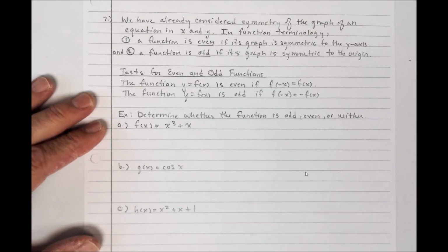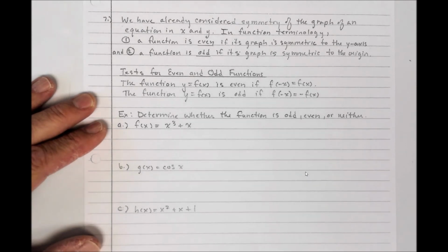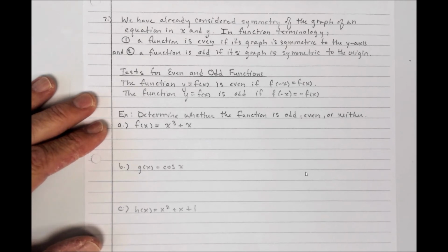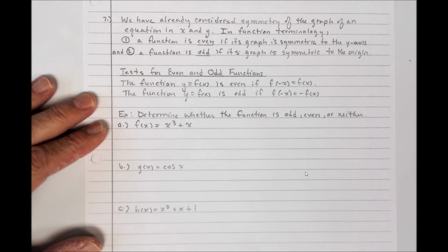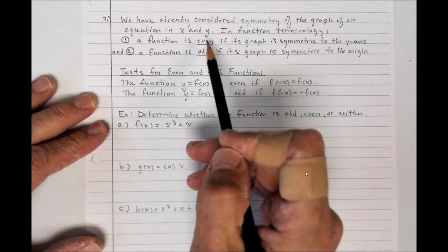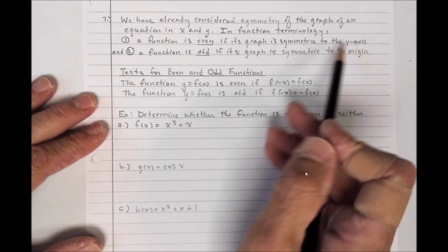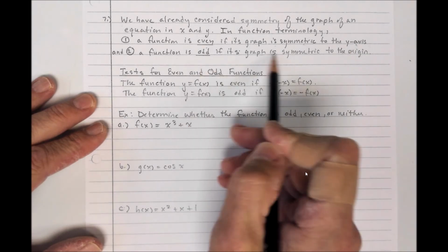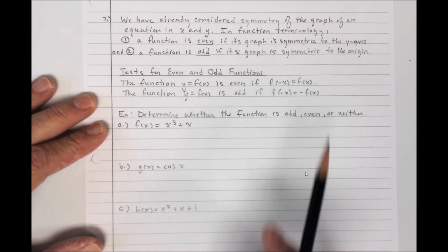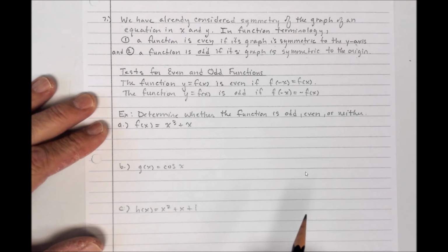We have just a little bit more having to do with symmetry, and then we'll finish this up. We have already considered symmetry of the function of an equation in x and y. In function terminology, when we have functions, we like to talk about functions that are even functions and functions that are odd functions. A function is even if its graph is symmetric to the y-axis. A function is odd if its graph is symmetric to the origin. Now remember, if it's symmetric to the x-axis, it's not a function.